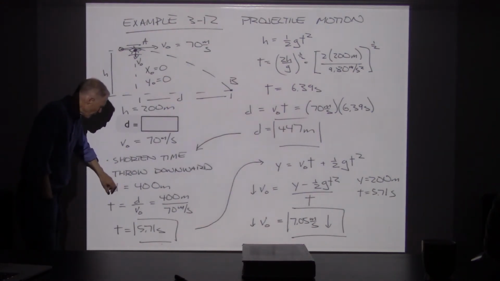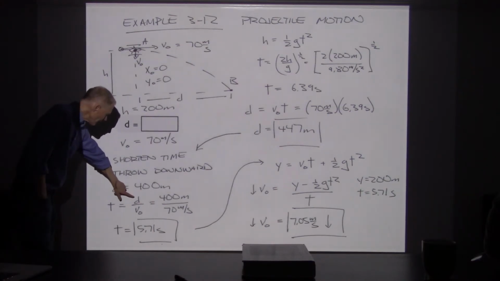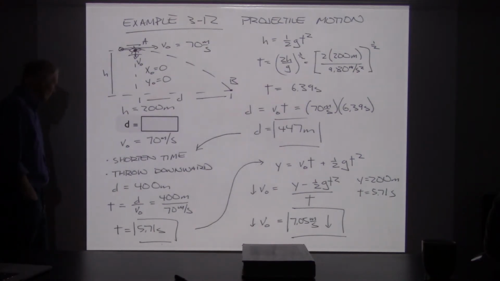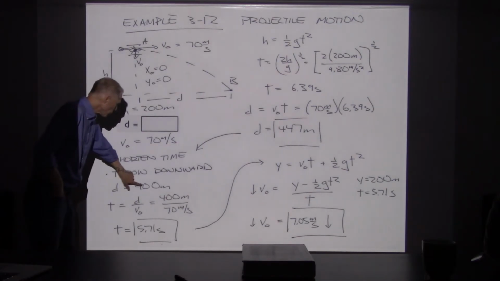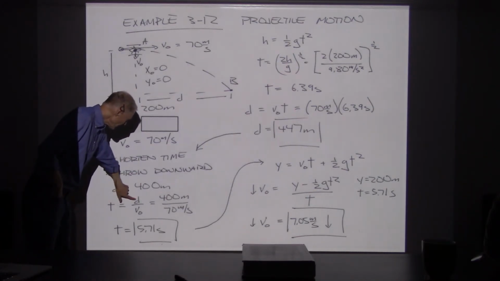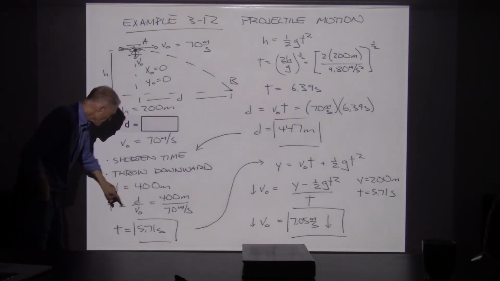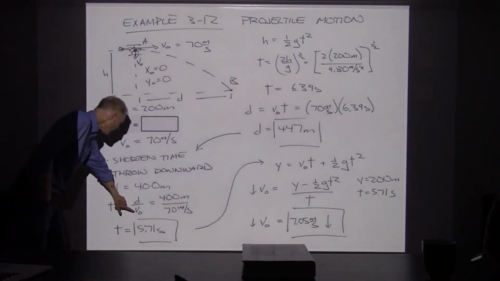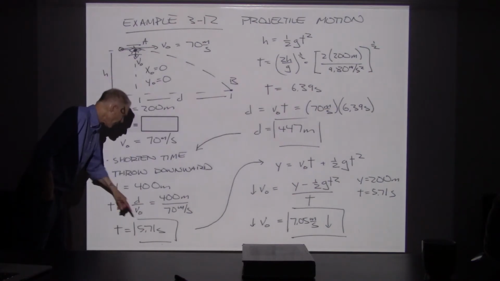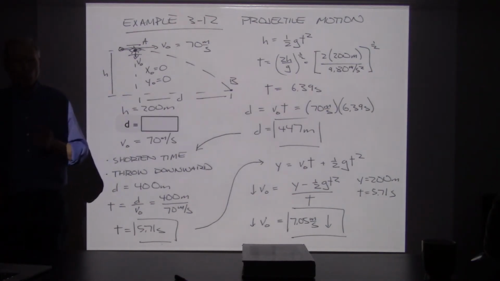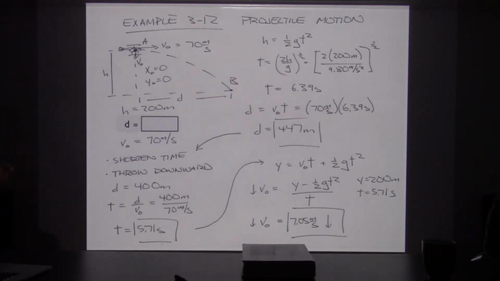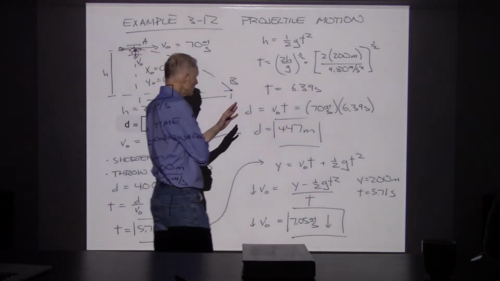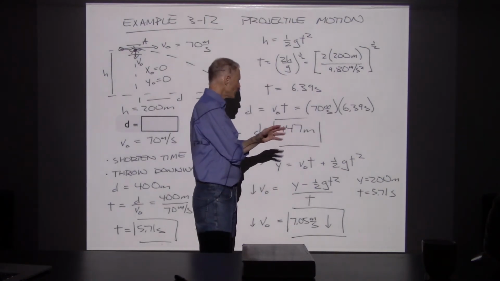And when we throw it downwards, we want to travel the 400 meters. We're traveling at a velocity of v naught, so the time is going to be 5.71 seconds. So we can use the horizontal motion. We can use the distance and our speed to determine how much time we have to get this thing down to the mountaineers who are stranded or something.